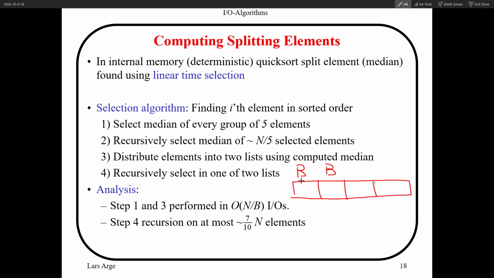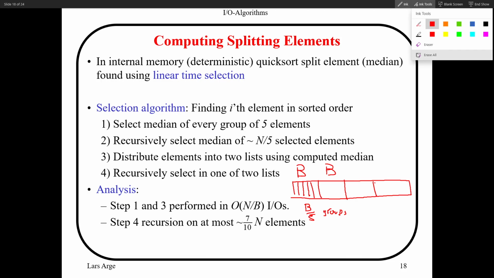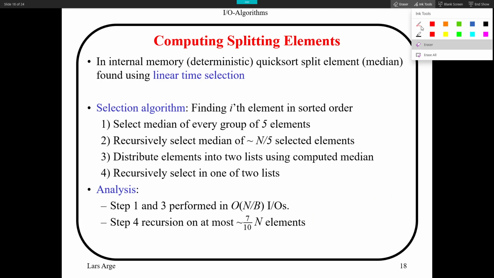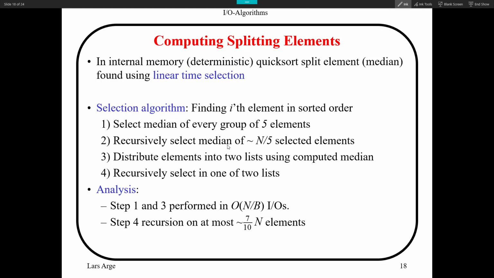So when I look at every block, I can think of it as being composed of B over 5 groups of size 5. If I just read the first block, I will group them into groups of size 5 elements, and then I can find the median of those 5 elements in the internal memory essentially for free, and so on. So the first part of the algorithm is O of N over B.